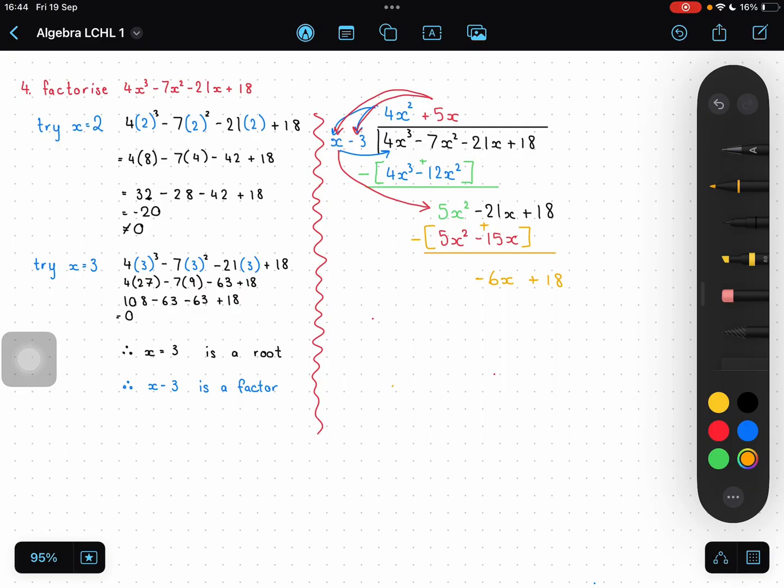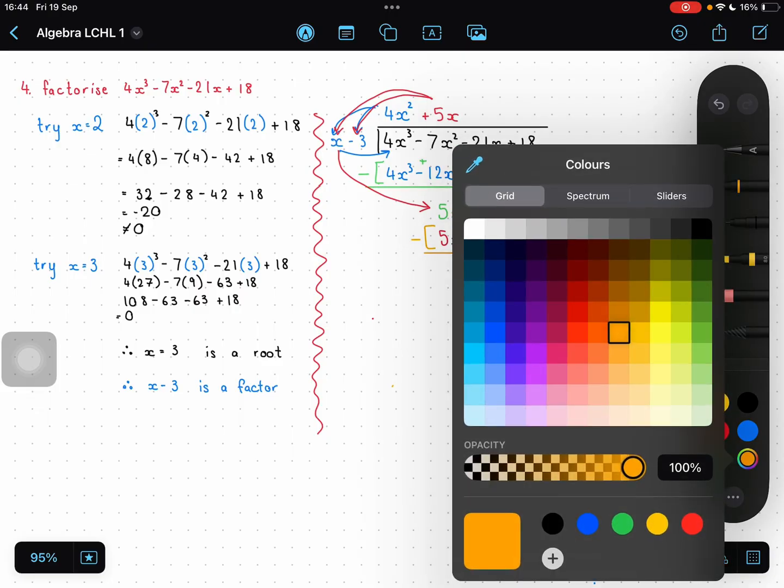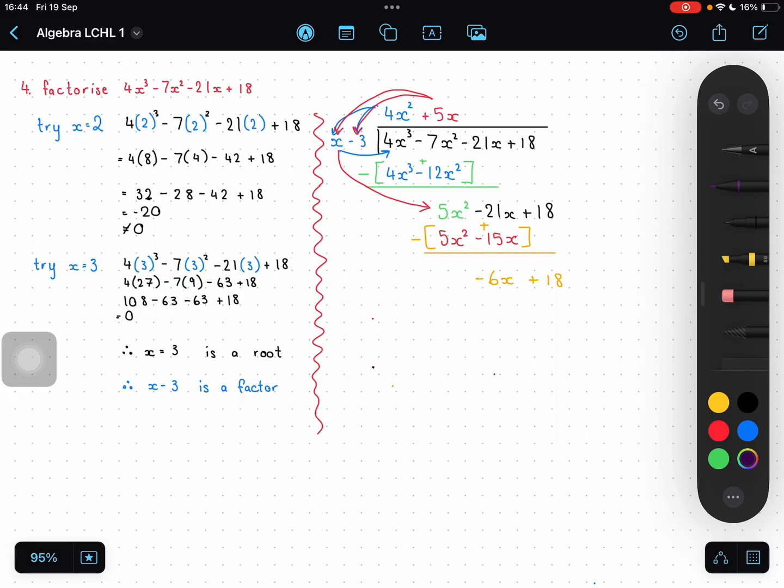Now I do my method again. You can get a new colour every time, or once you're used to these, just use the same colour. So method again: first thing under the rectangle divided by the first thing dividing. I'm going to get a minus 6. What have I counted for by putting that minus 6 there? I'm going to re-multiply and see. I have counted for a minus 6x and a plus 18. So what is left to be counted for? I'm going to take that away from the line above and see that there is nothing left to be counted for.